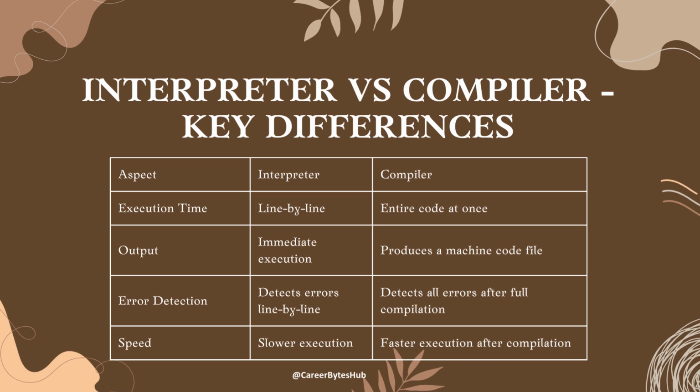Here's a quick comparison between an interpreter and a compiler. An interpreter executes code line by line, while a compiler translates the entire code at once. An interpreter detects errors one line at a time, whereas a compiler catches all errors after compiling the entire program. While interpreters tend to have slower execution speeds, they allow immediate execution. Compilers, on the other hand, produce a machine code file, which allows for faster execution after the initial compilation process.